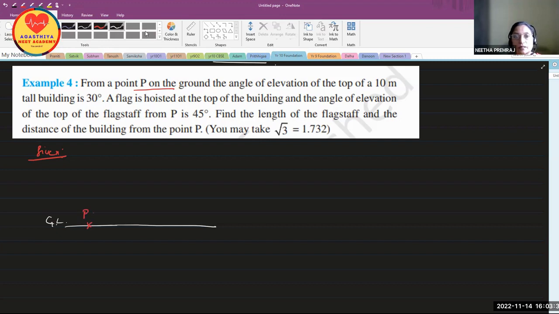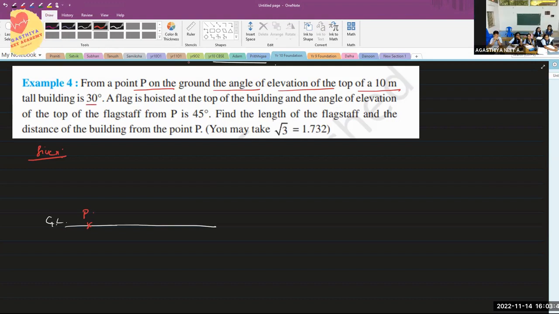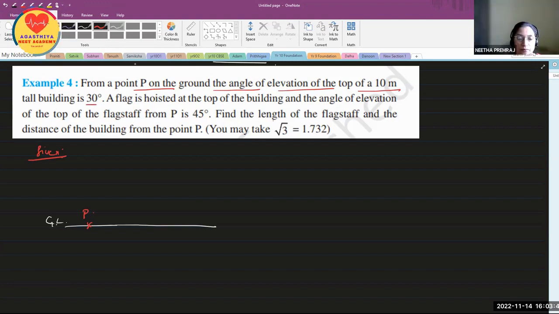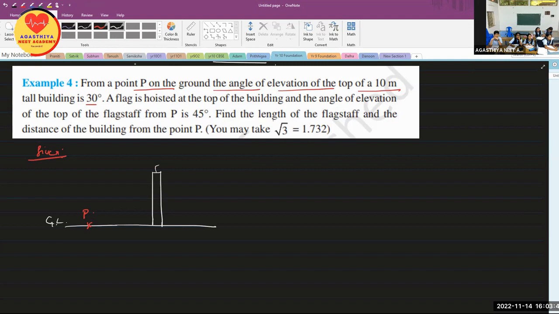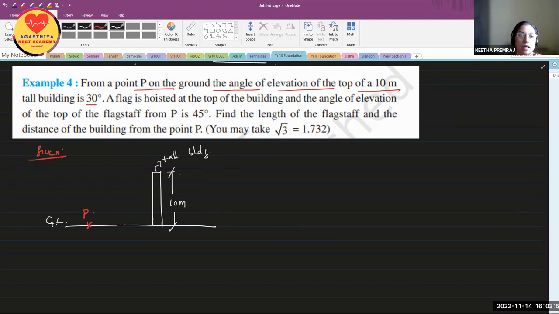Then the angle of elevation of the top of a 10-meter tall building is 30. So there is a 10-meter tall building. The height of the building is given. This is the tall building. The height of the building is 10 meter.